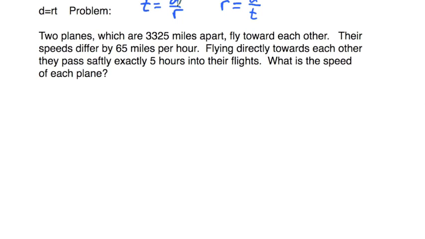When you have miles divided by miles per hour, what you end up with is hours. So that would be time over there. All right, so these are the three related formulas to distance equals rate times time problems.